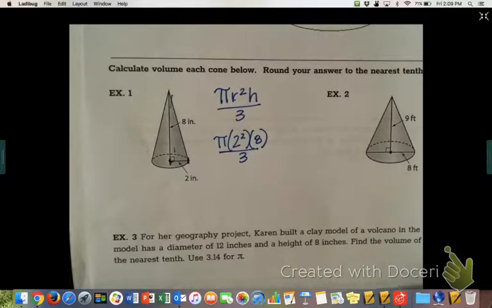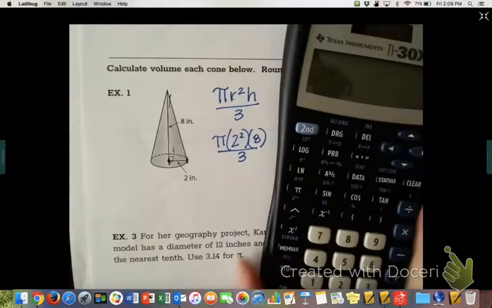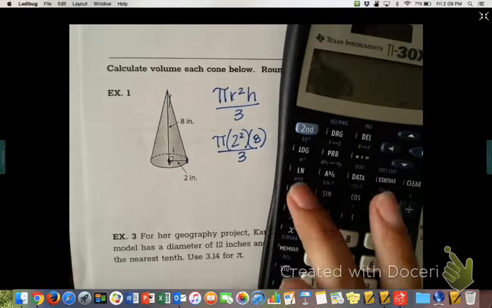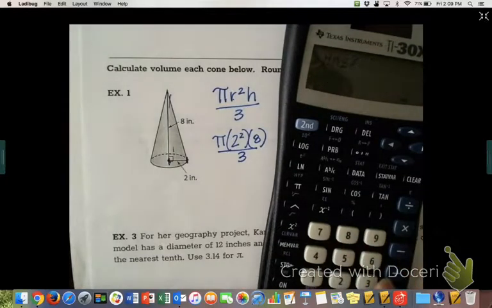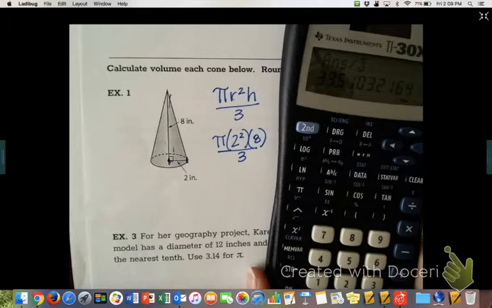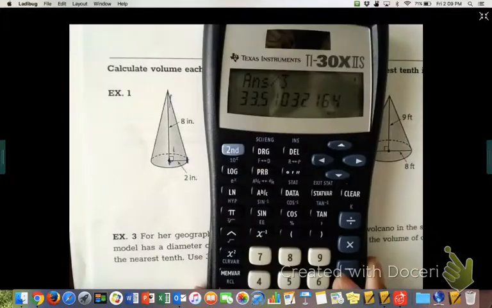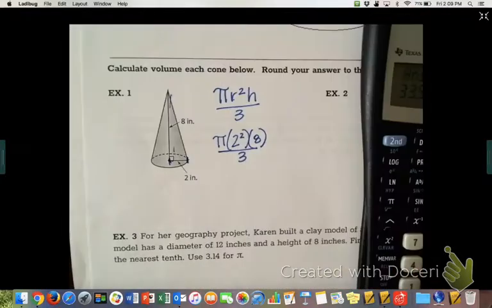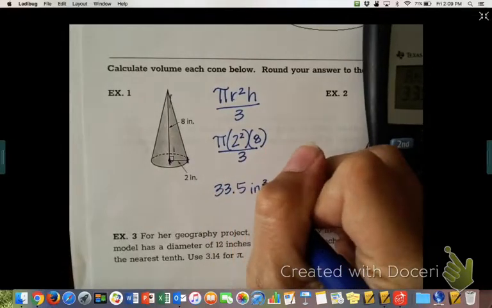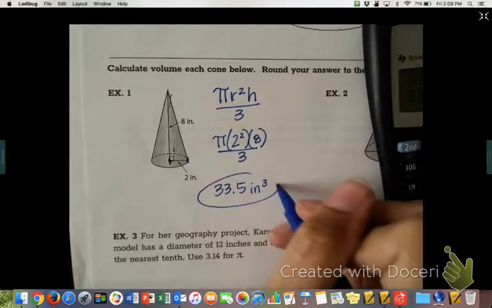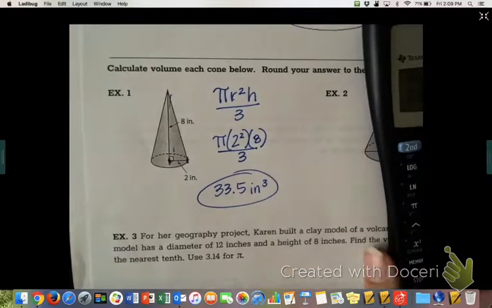Okay, so if you're putting this in your calculator, you are just going to press the pi button, which is just right up here, and then times 2 squared times 8, and then divided by 3, and you get 33 point... it says round to the nearest tenth, so 33.5. So we've got 33.5 inches, and this one is cubed because it is volume, so it's three-dimensional. And that's all there is to it.